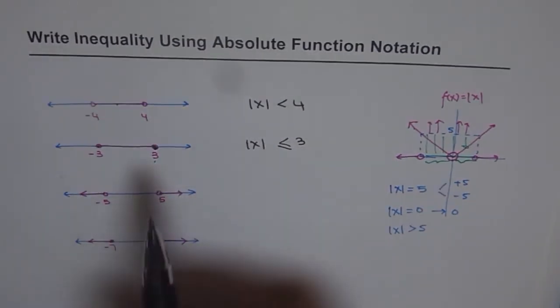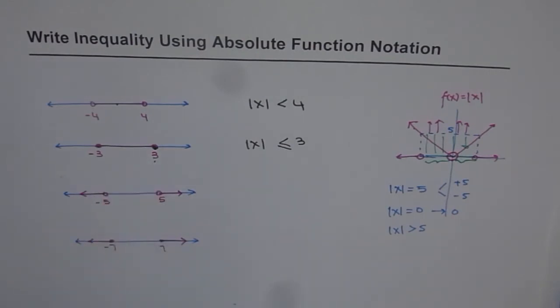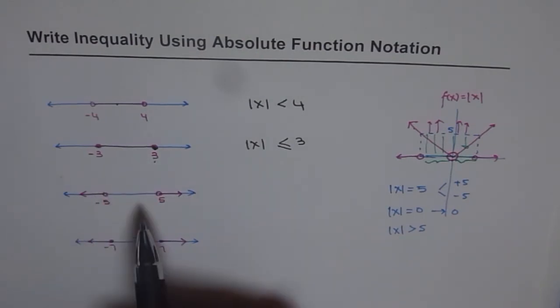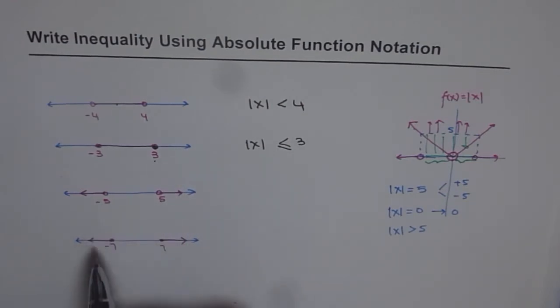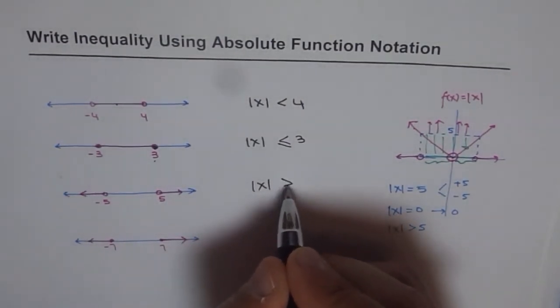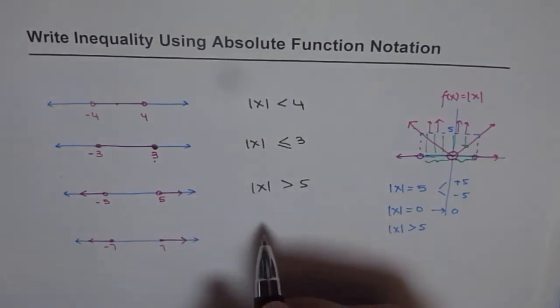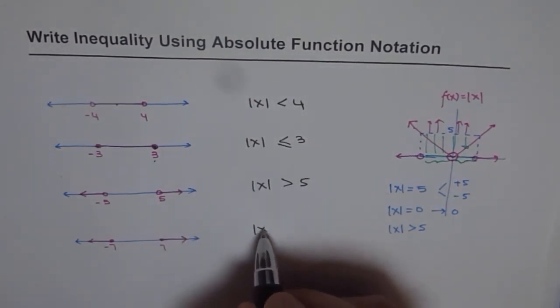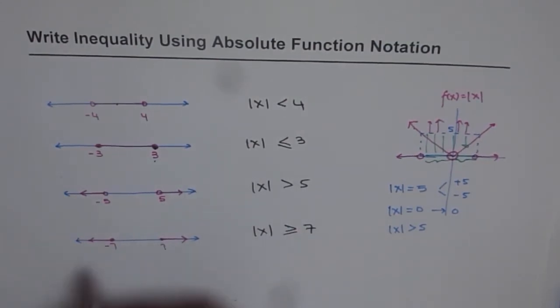Now in this case what we observe is that since the values are included, we are within a range of 3 units. So absolute x is less than or equal to 3. Now let's consider these cases. In these two cases we are going away, right? So that means we are talking about absolute x greater than, greater than what value? Greater than this value 5. Do you see that? So absolute x greater than 5 is the way to write the absolute function for this number line solution. And here it will be absolute x greater than or equal to 7. Why greater than or equal to? Because these points are included, right?